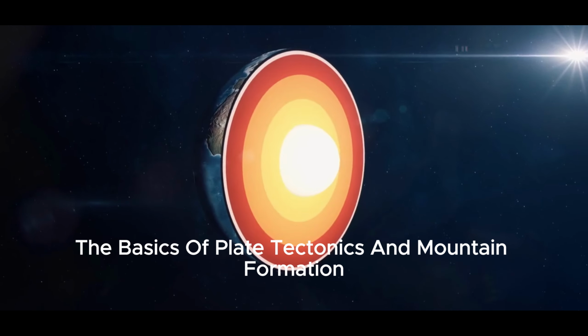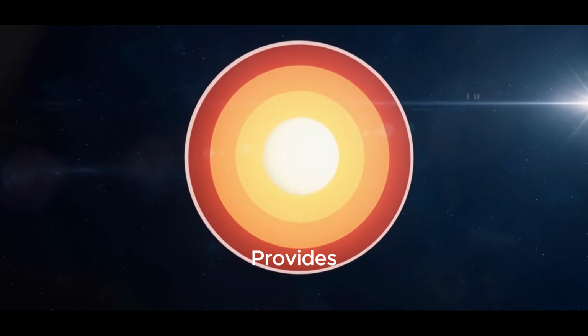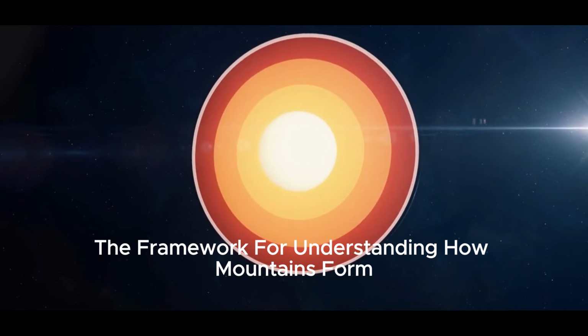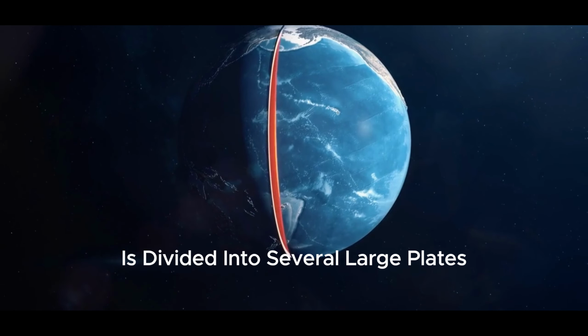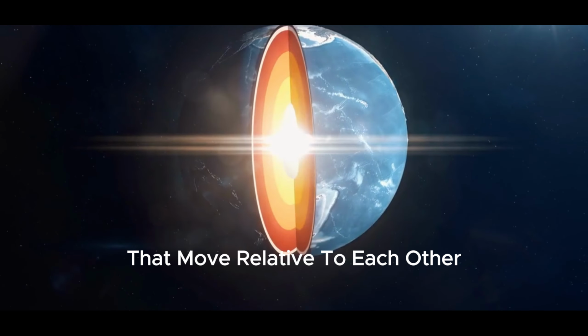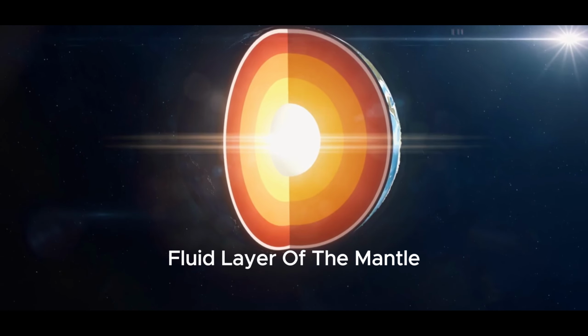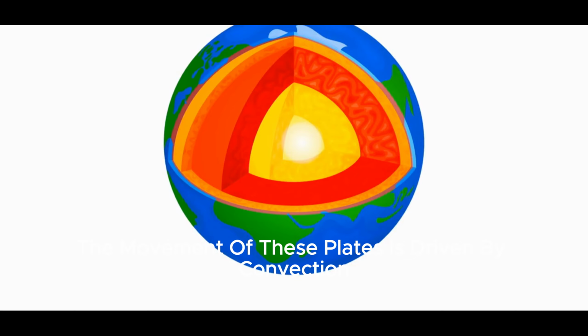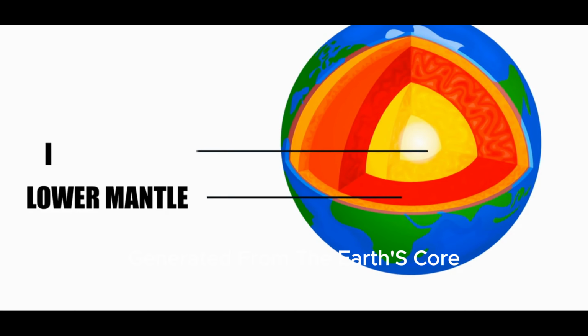The basics of plate tectonics and mountain formation. The theory of plate tectonics provides the framework for understanding how mountains form. The Earth's outer shell, or lithosphere, is divided into several large plates that move relative to each other. These plates float on the semi-fluid layer of the mantle known as the asthenosphere, which allows them to move over time. The movement of these plates is driven by convection currents within the mantle, which are caused by the heat generated from the Earth's core.